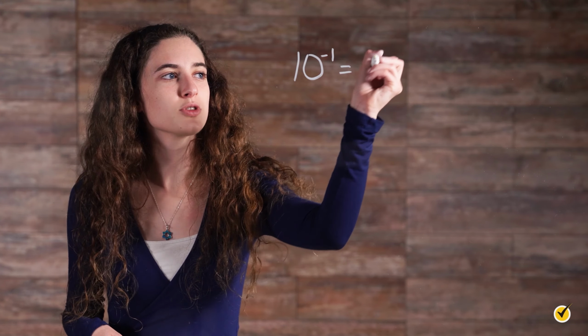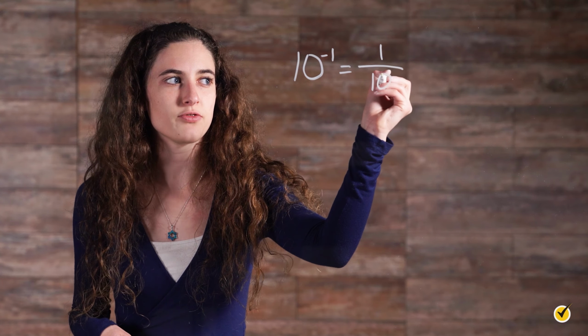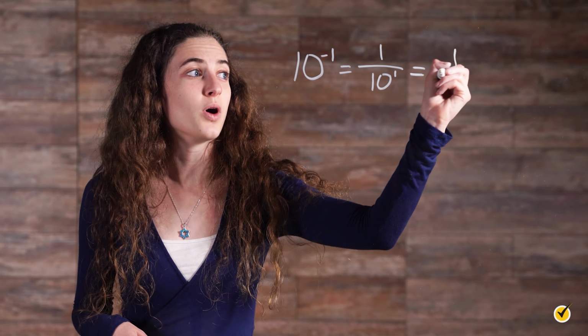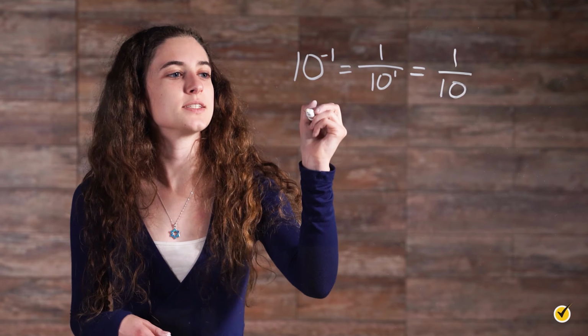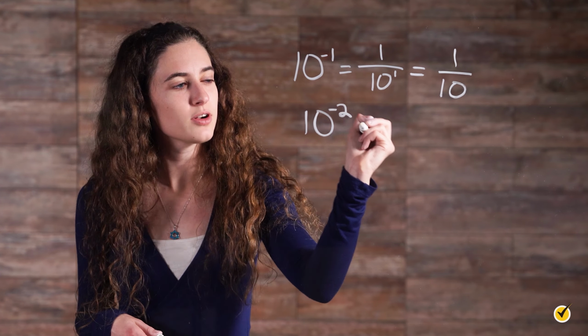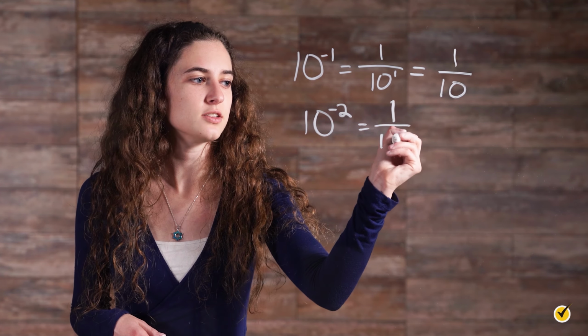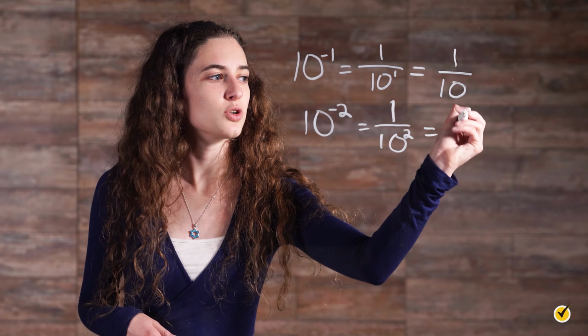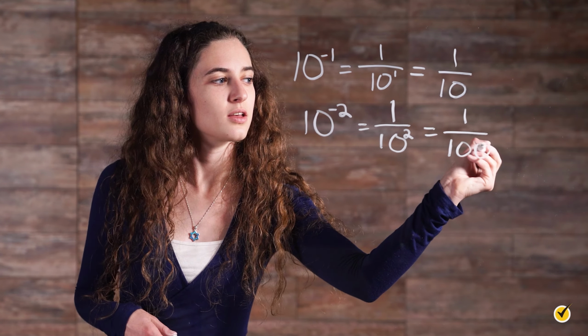First, let's recall how negative exponents work. For example, 10 to the negative 1 is equal to 1 over 10 to the first power, which is equal to 1 over 10. And 10 to the negative 2 power is equal to 1 over 10 squared, which is equal to 1 over 100. Where positive exponents represent multiplication, negative exponents represent division.